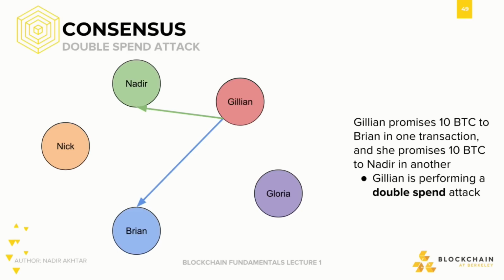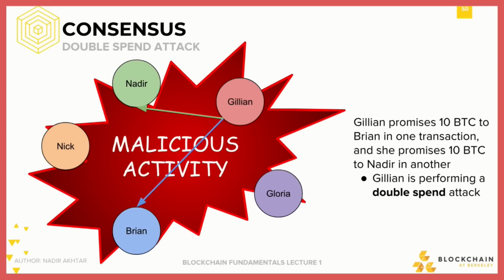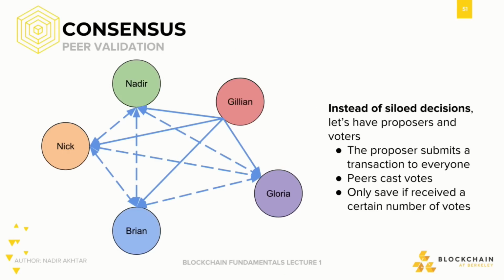That's not cool. So what went wrong, right? This is malicious activity. It's a double spend attack. So what went wrong? We didn't look for confirmation from the rest of the network that this was a universally accepted truth, right? We want to make sure that everyone's on the same page. All right, so instead of every person making their decision all by themselves in a silo, let's have people propose new blocks, and then let's all vote on them.